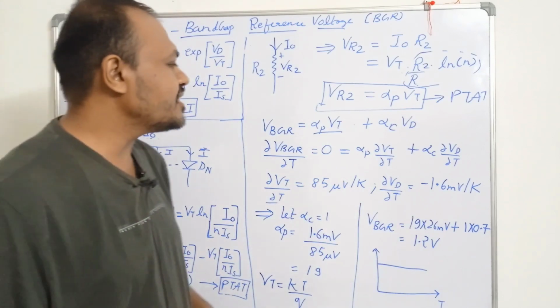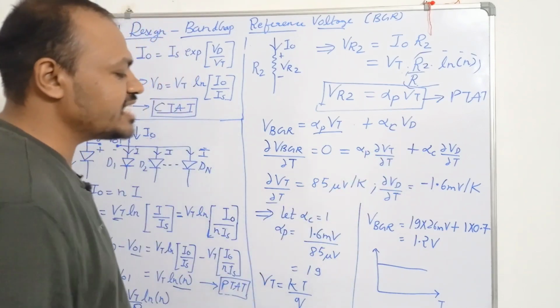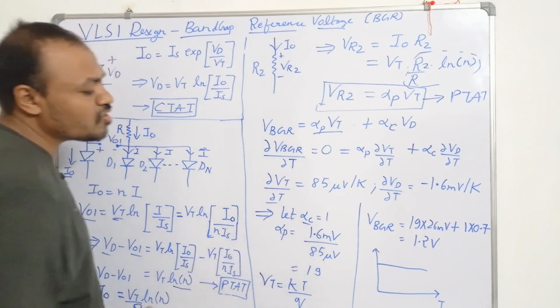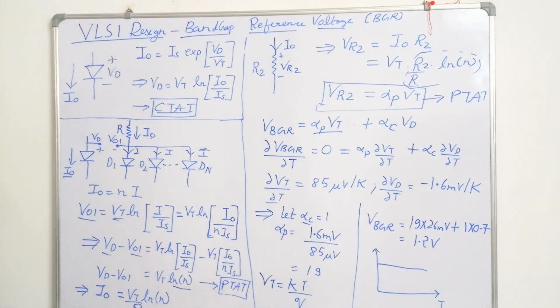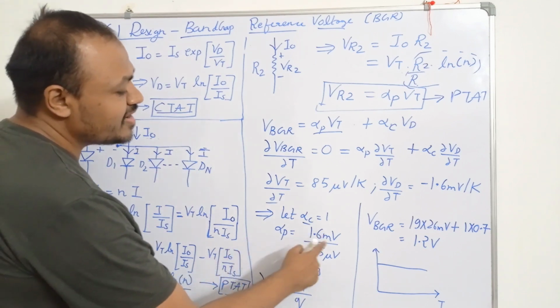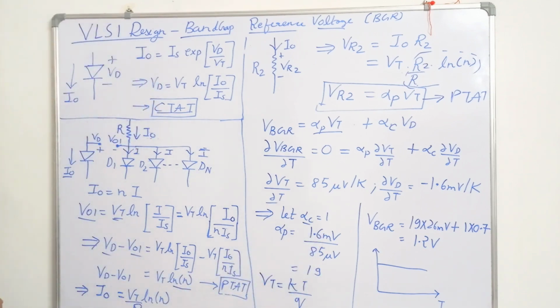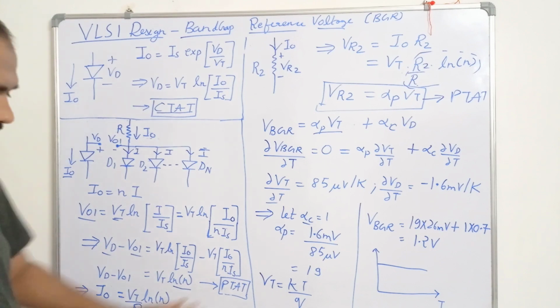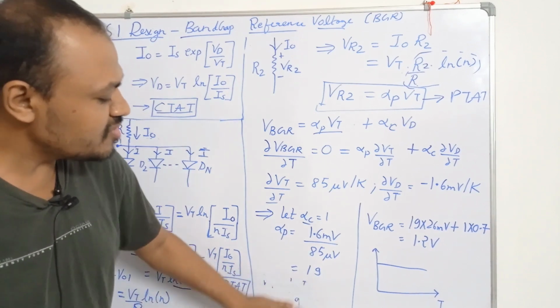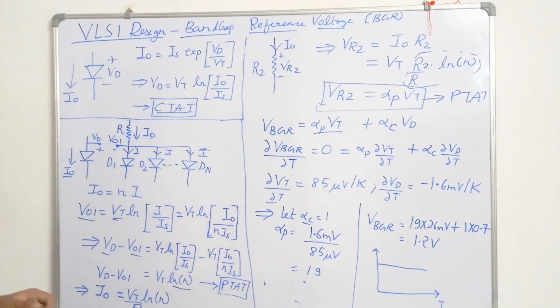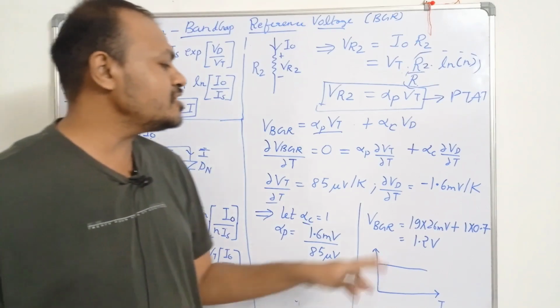So now we have to determine the value of these constants. So we assume alpha c, that is the constant for the c-TET device, or the negative temperature coefficient device, is 1. So alpha p will be equal to 1.6 millivolt divided by 85 microvolt, so equal to 19. Okay, so we have found out alpha p also as 19.